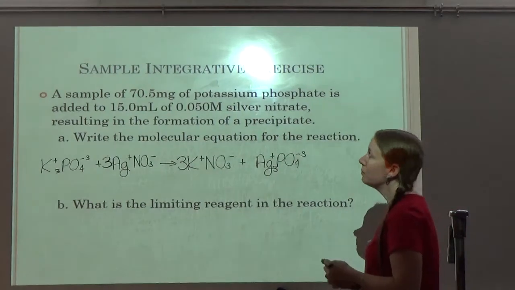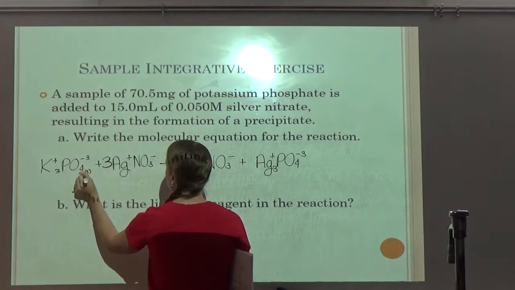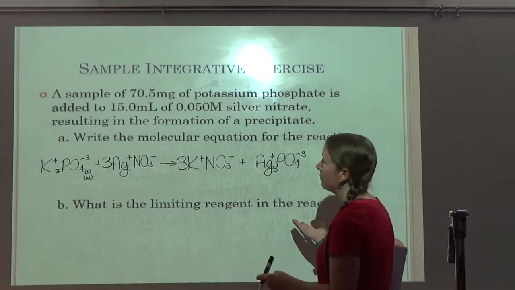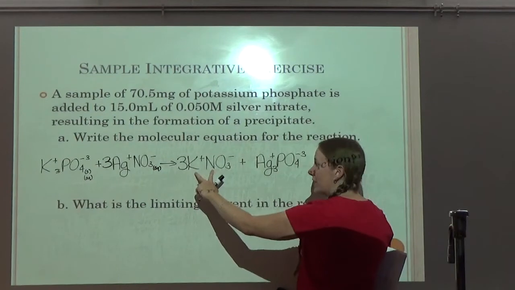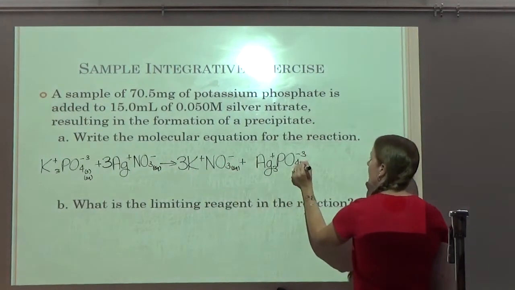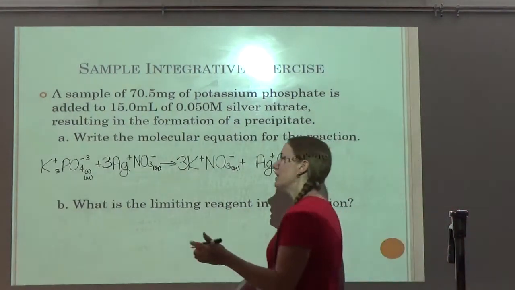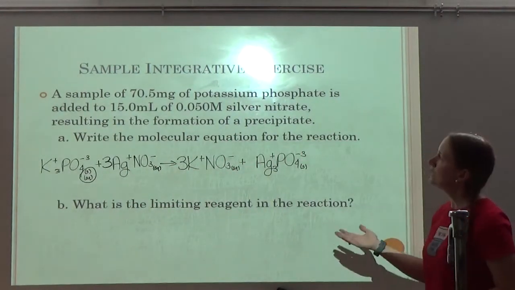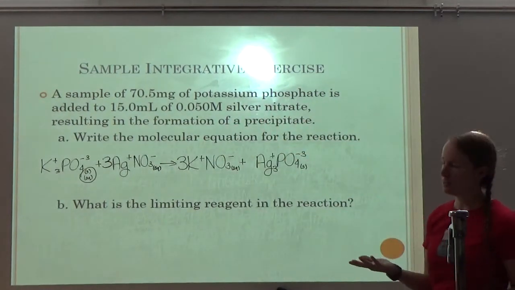And I could go through and put my states of matter too. Like I said, because they didn't specify it's a solution, this could be solid or aqueous. We're really not sure based on what it's told me in the problem. Then we know this is a solution, so this would be aqueous. And we know nitrates and alkali metals are soluble, so this would be aqueous. And we know that phosphates tend to be insoluble, so this would be our precipitate. So really the only one we would have to question is this. Are we adding solid potassium phosphate, which is what it seems like since we have milligrams, or are we adding a solution?